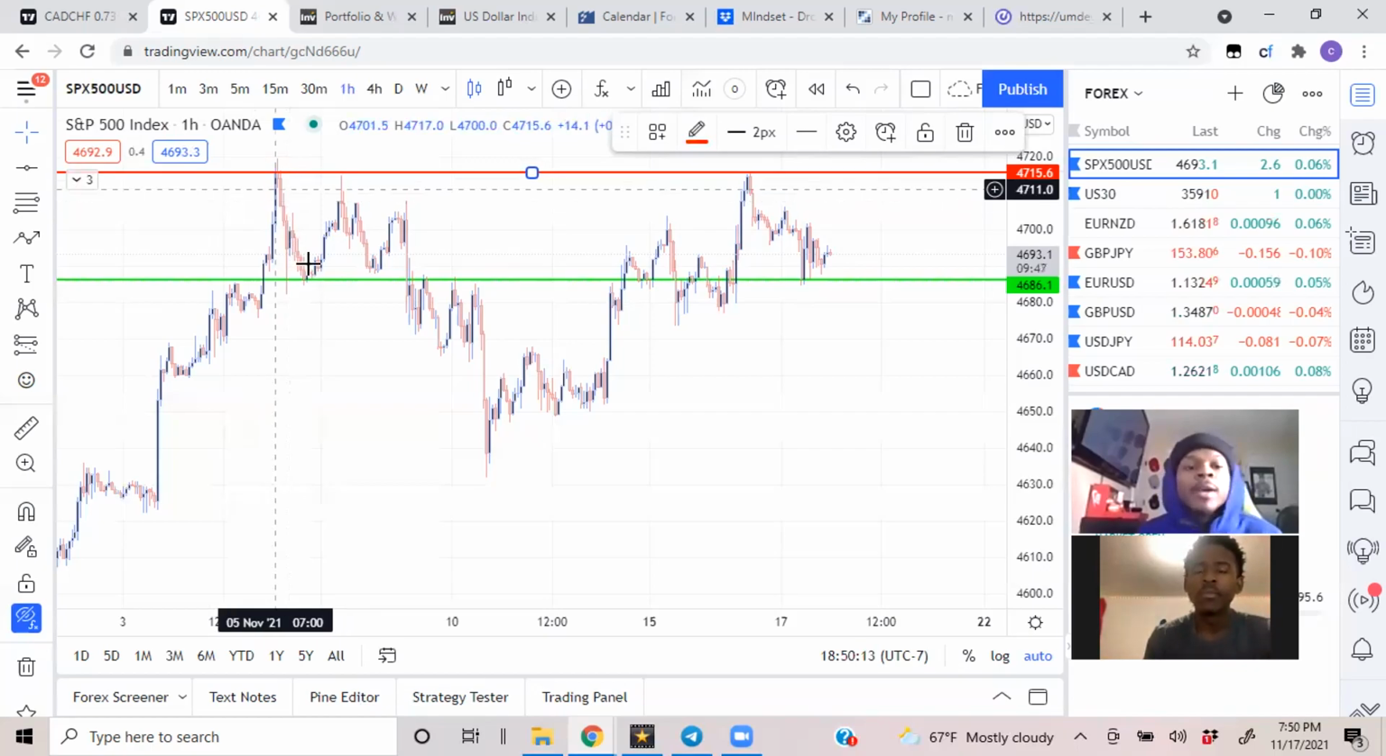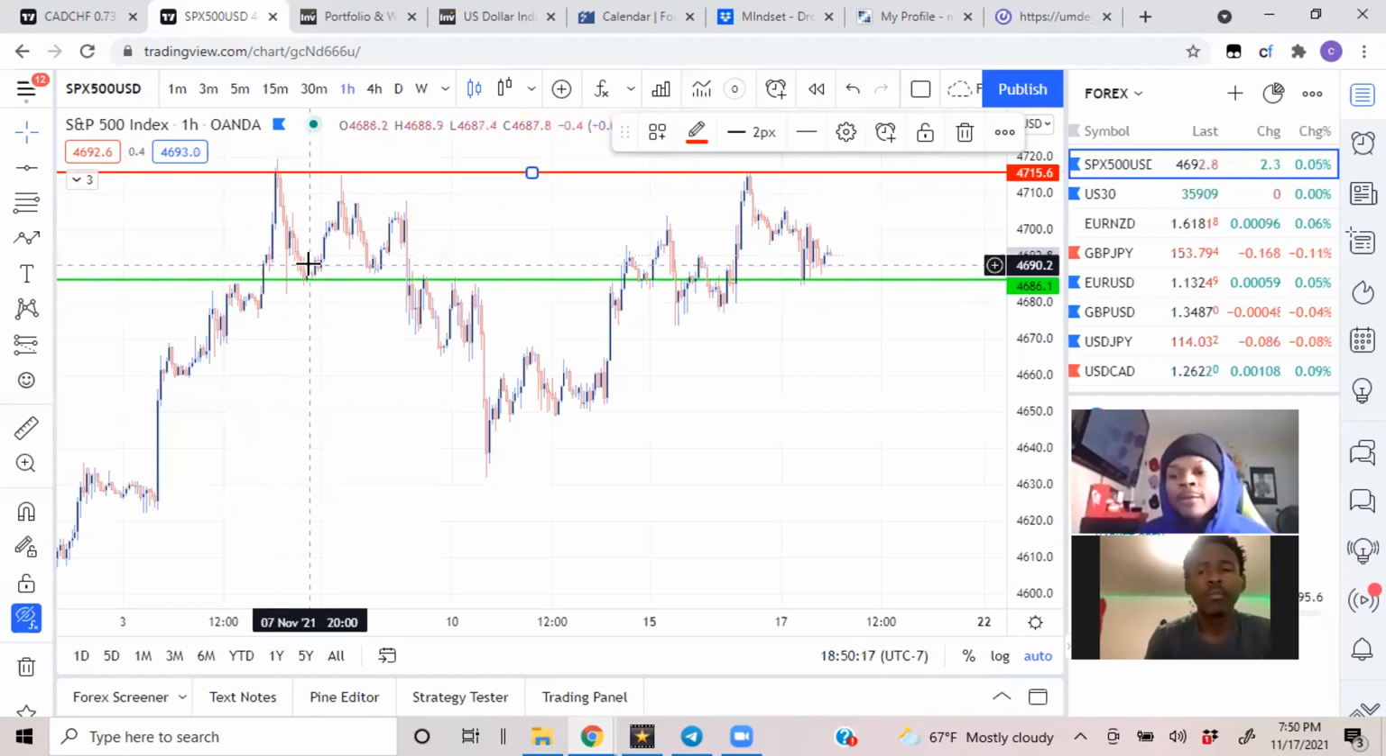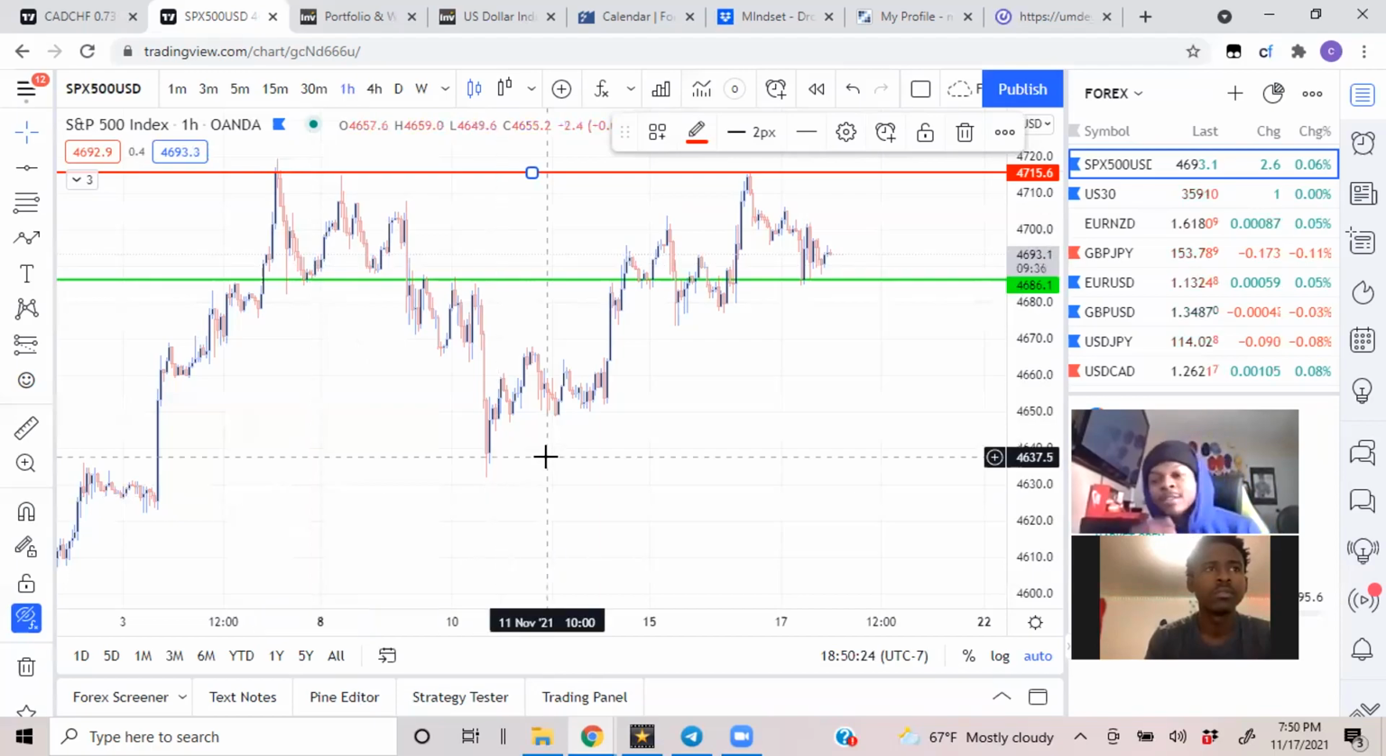And you can have a lot of levels, like you can have different levels. Me personally, whenever I'm looking at a concentrated area, a specific area, I want to see if I can find at least 1 or 2 supports or 1 or 2 resistance areas.